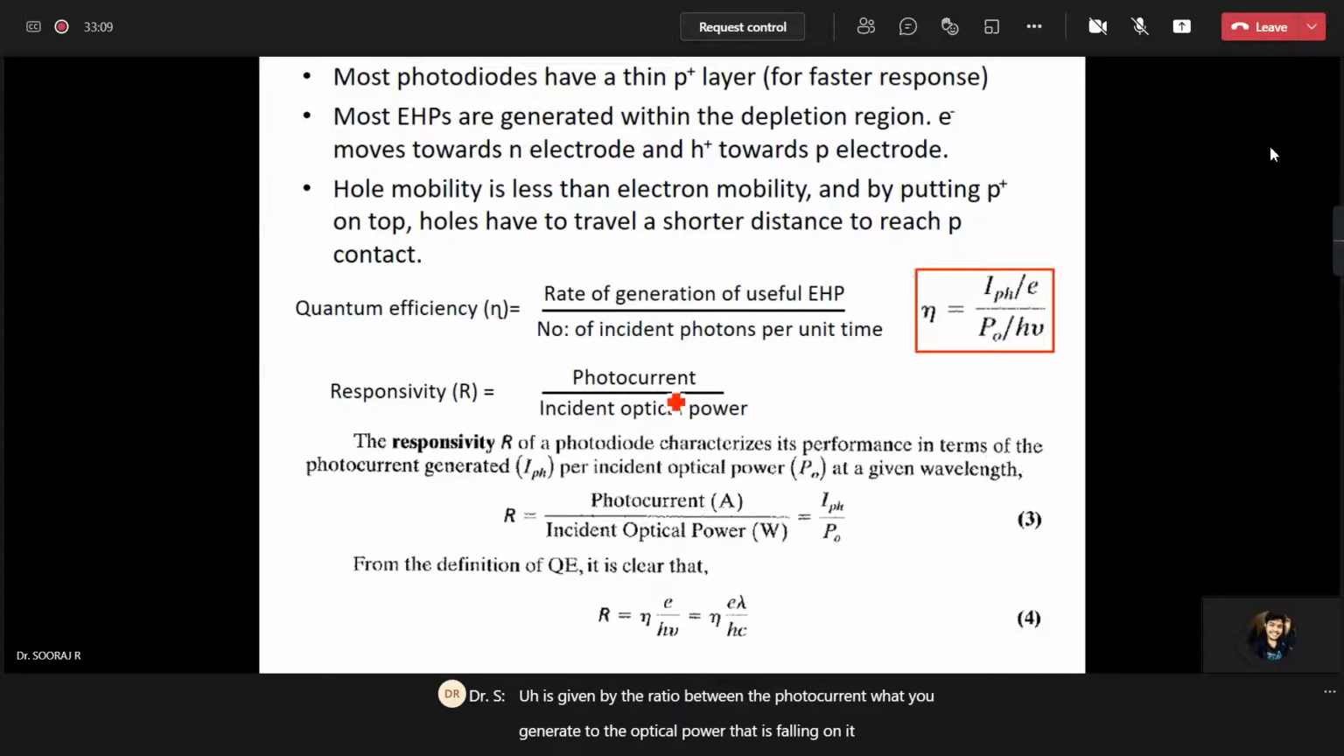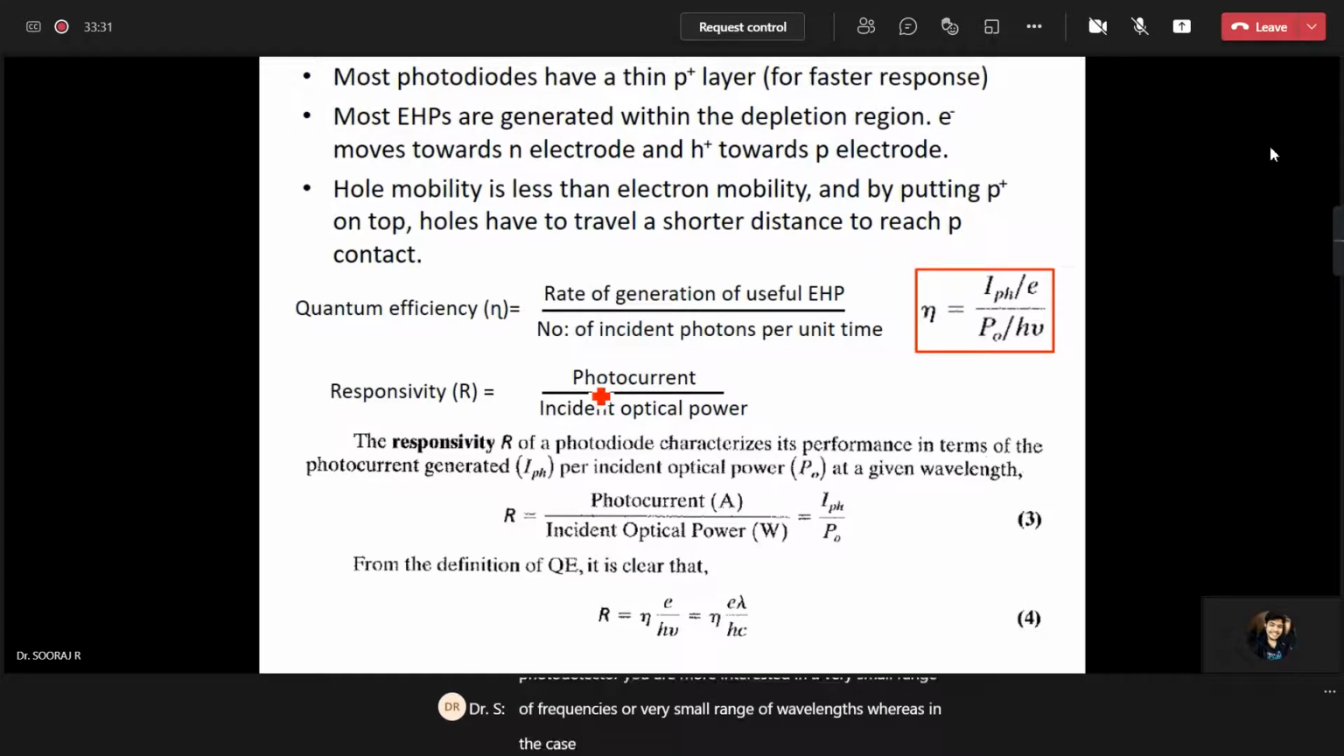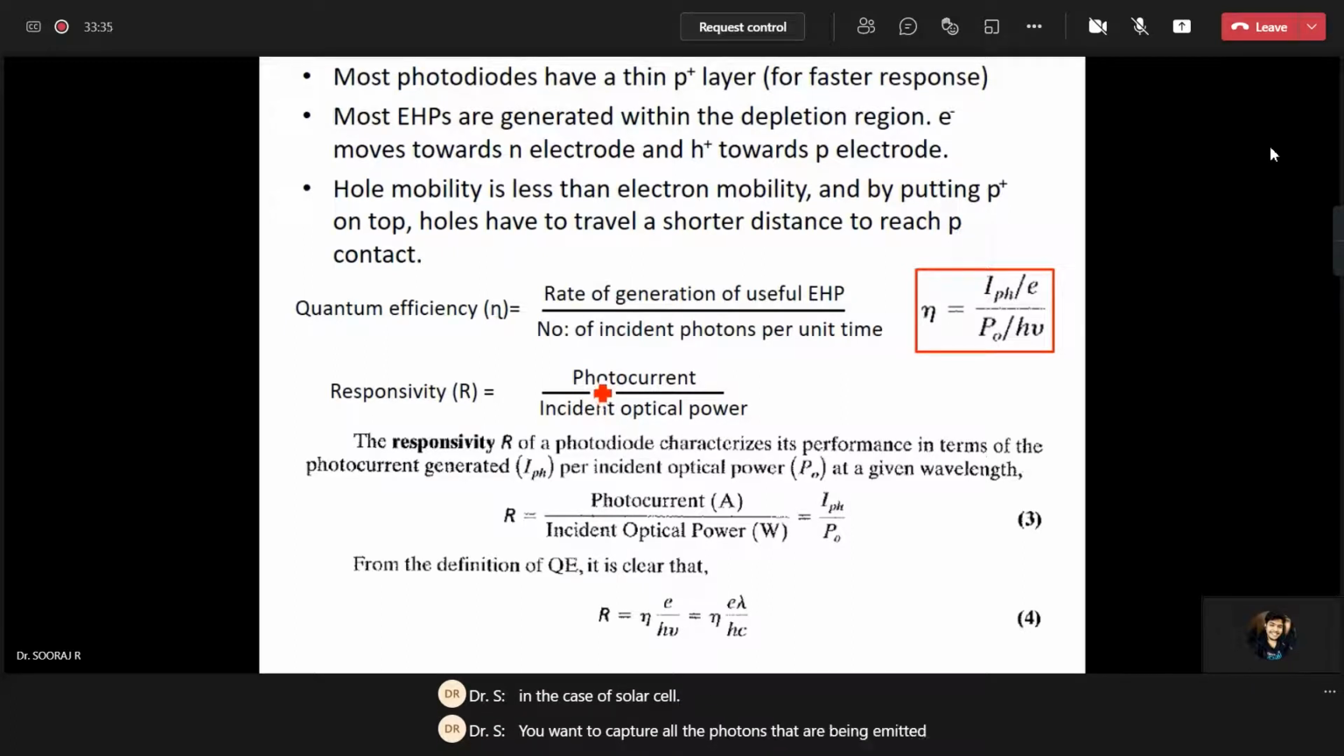Remember, a photodiode is a device which converts light to electricity, just like the solar cell. Solar cell also does the same function, but the difference is that in the case of a photodetector, you are more interested in a very small range of frequencies or wavelengths, whereas in the case of a solar cell, you want to capture all the photons that are being emitted by the sun.